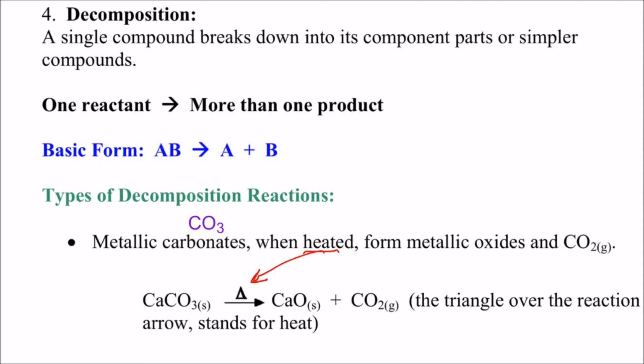Okay? So our example here, calcium carbonate. Calcium's our metal, and then we've got our carbonate there. That's being heated, and then we get a metallic oxide. So the metal from over here is the same metal that's in the oxide. In order for something to be an oxide, remember IDE means binary, and OX means that the second element is oxygen. So metallic and then oxide. And then we get our CO2 gas.